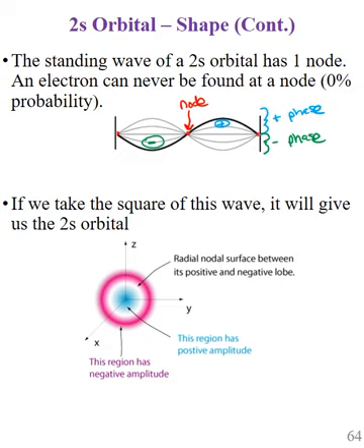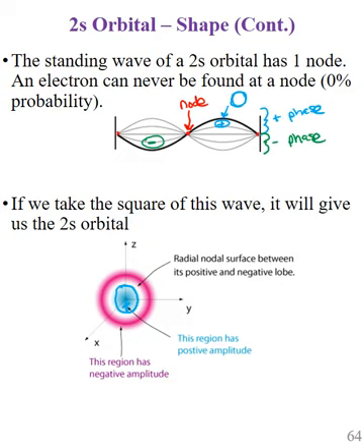Okay, let's talk about what this figure represents. Okay, the area in blue, right here, this is coming from the region that has the positive amplitude. So that's coming from right here. If we take the square of that, that gives us the positive sphere.